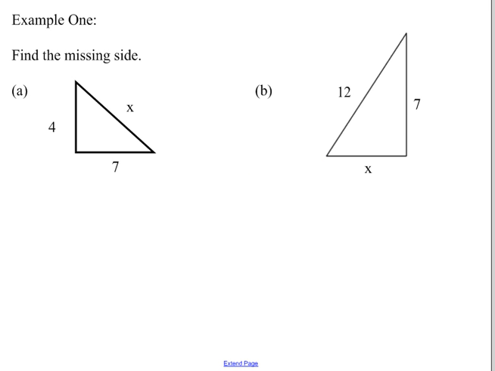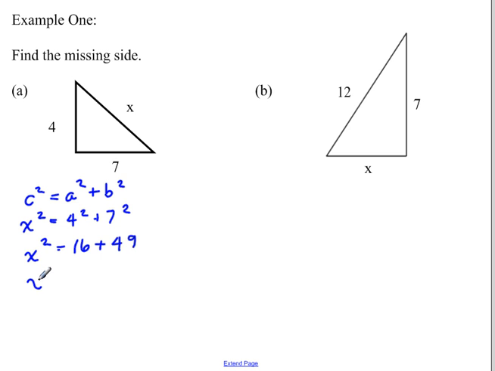So in example 1 here, for part A, I'm asked to find the hypotenuse, which means I'm going to use this formula here. Once I write down my formula, I'm going to substitute what I know. So it's always important: step 1, write the formula, step 2, substitute, step 3, solve it. And you can start to skip some steps in the solving process. This is not something where you have to write every single little step.